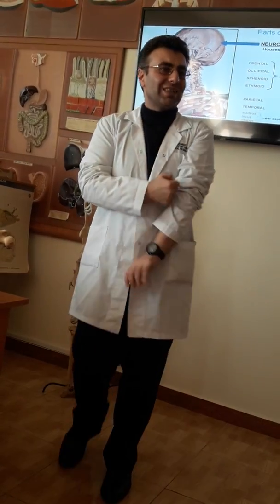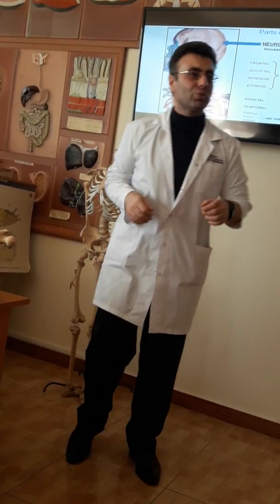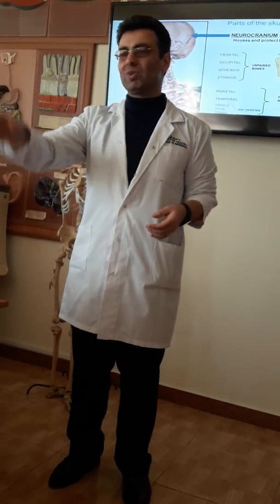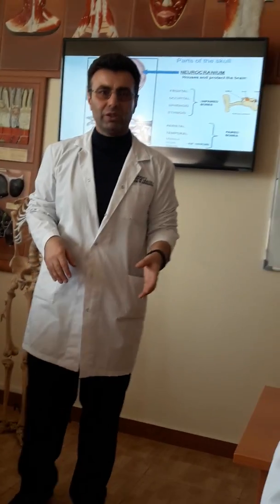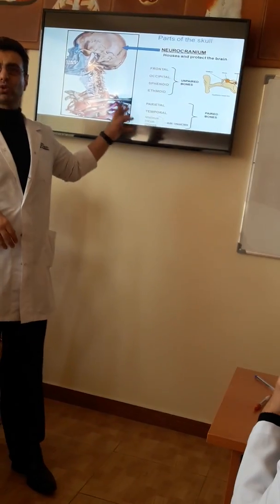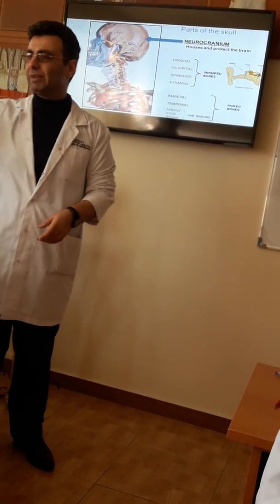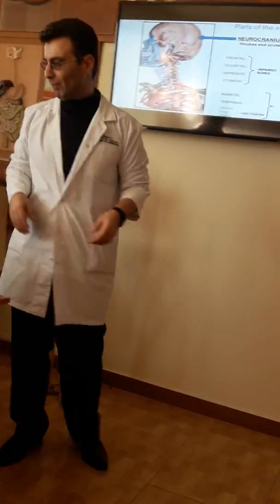Let's say, my friends, these are all the bones which we have in the neurocranium. Once again, group number 1 is the 4 bones which are unpaired. And group number 2 is 3 groups of bones which are paired: parietal, temporal, and the bones inside of the ear. Now look at the next slide, please.